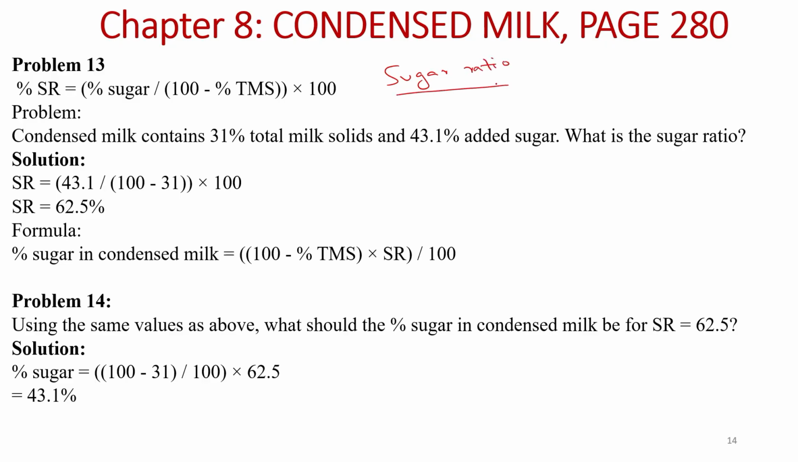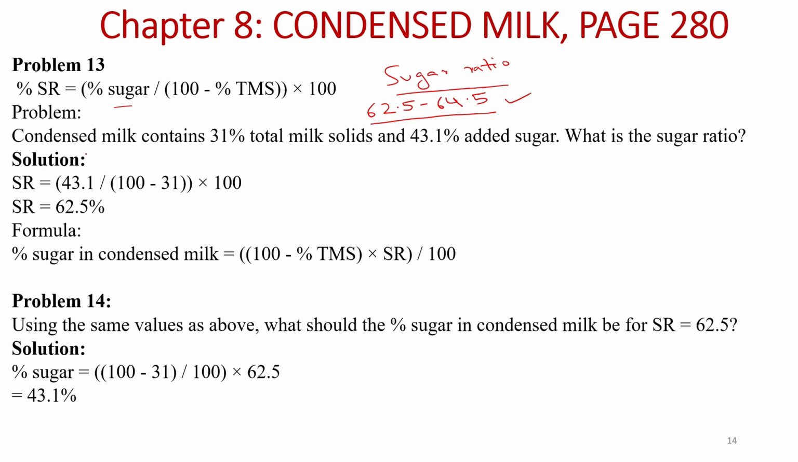Now sugar ratio is nothing but the sugar in water concentration. Its formula is percentage sugar divided by percentage water, that is 100 minus total milk solid, into 100. This is sugar ratio, and for condensed milk it ranges from 62.5 to 64.5%. Okay, so simply its meaning is sugar in water concentration, and three simple numericals are there in chapter 8, condensed milk, on page 280.